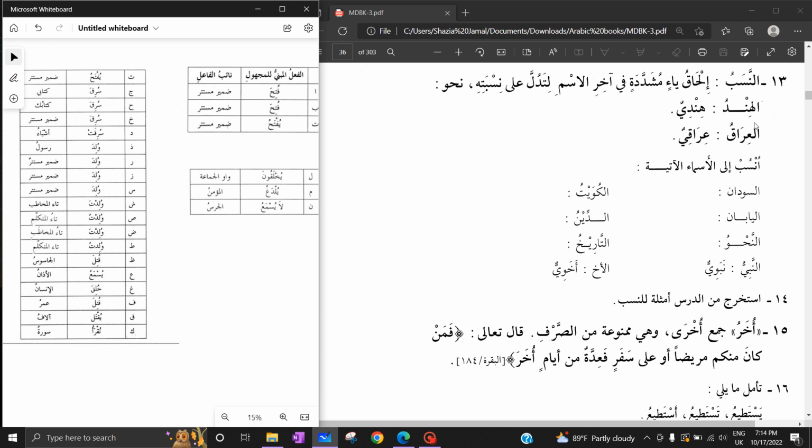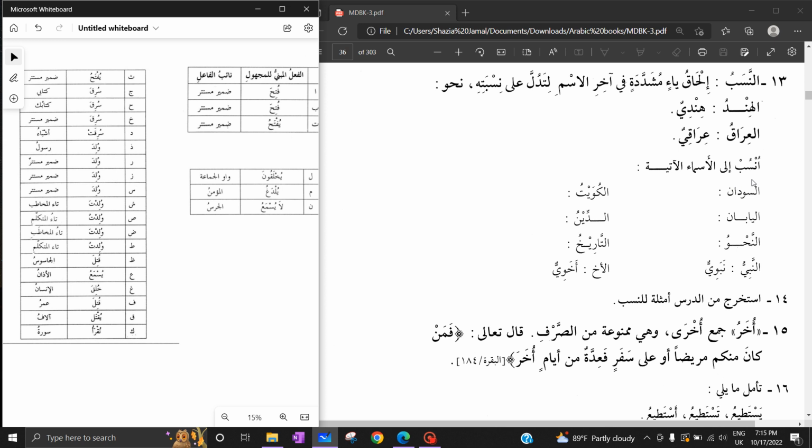For example, another example, Al-Iraq. This is the name of a country. Now, a person or a citizen of Iraq, what will you call him? In English, you will say an Iraqi. Now in Arabic, what do you say? Iraqiyun, because after the noun Iraq, you have added a ya with a shadda. That's how you make the nisba out of the country name.